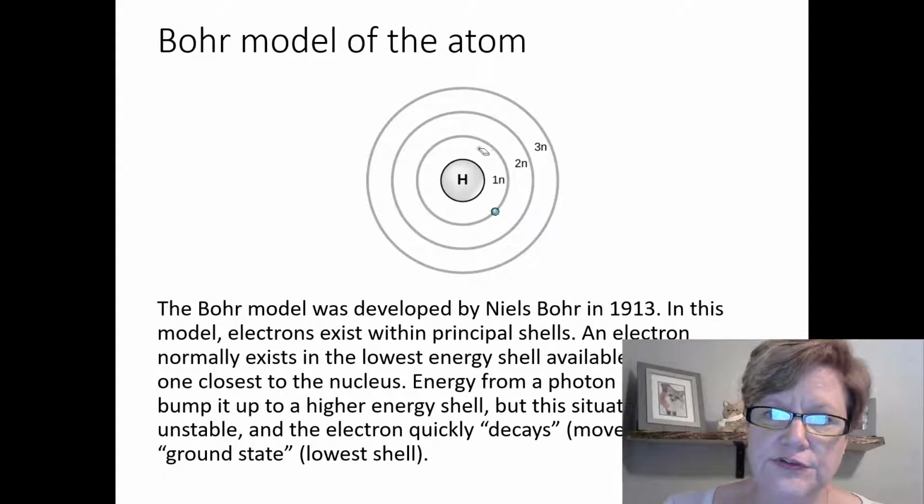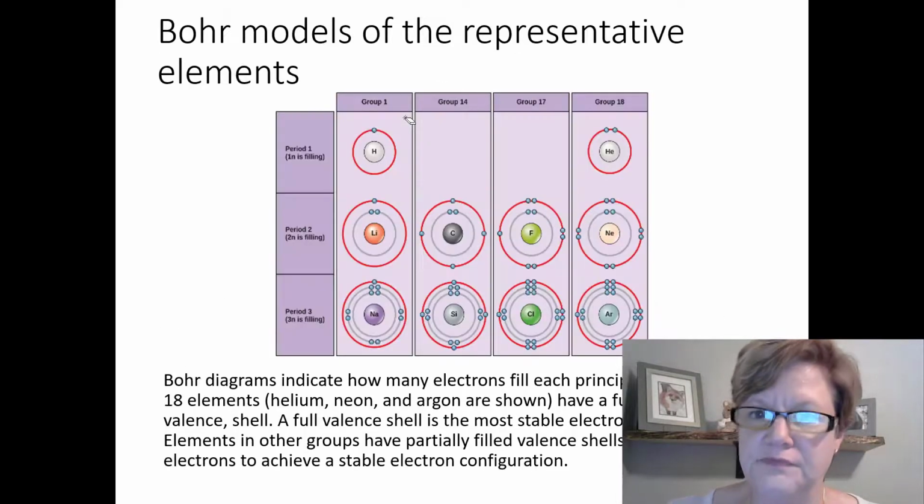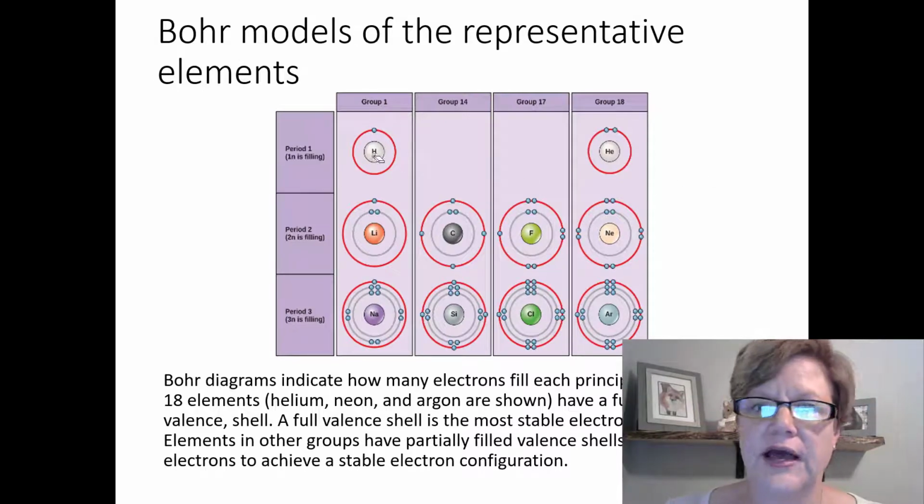Electrons that are in the first shell have less energy than electrons that are in the second shell, and electrons in the second shell have less energy than electrons in the third shell. The third shell has more energy. All right. So this would be the Bohr model of a couple of examples. Hydrogen only has 1 electron, so we're showing that here.